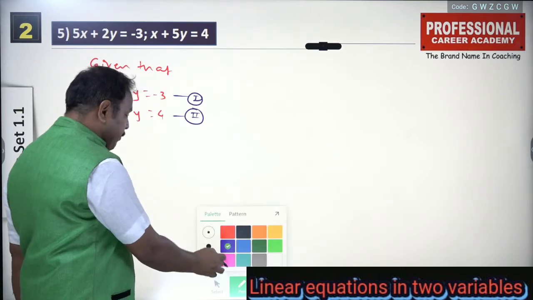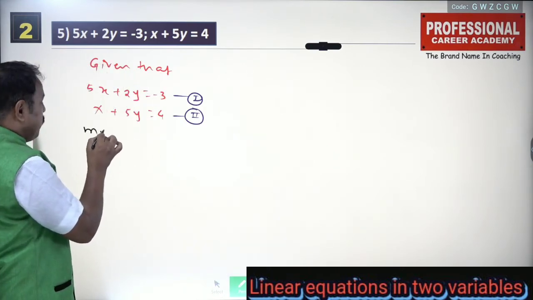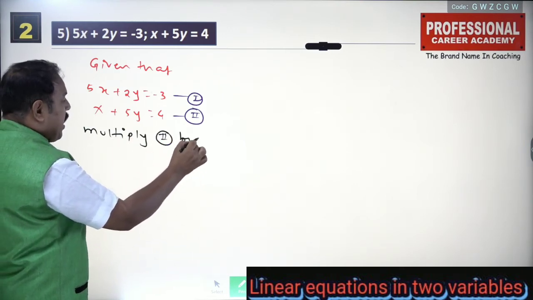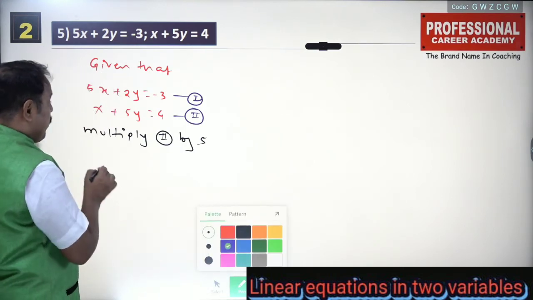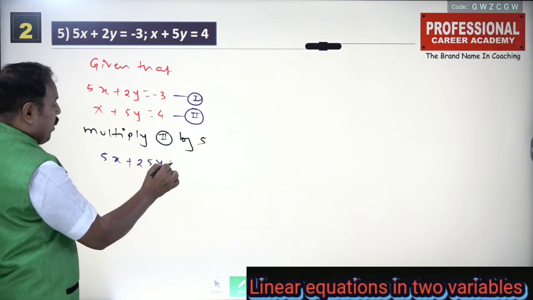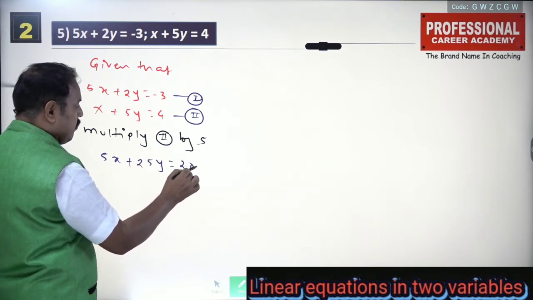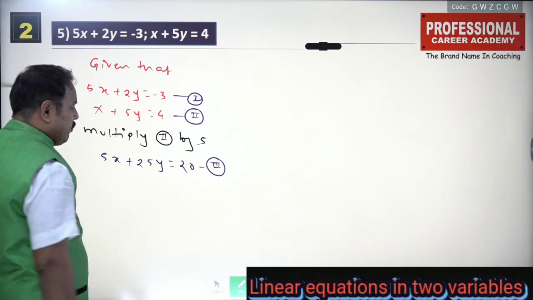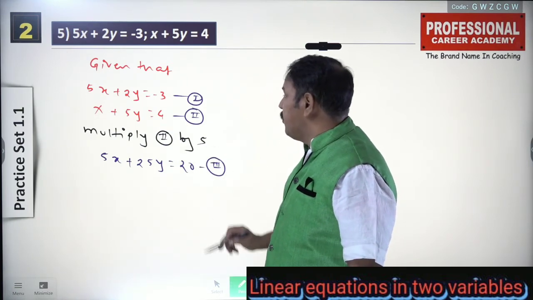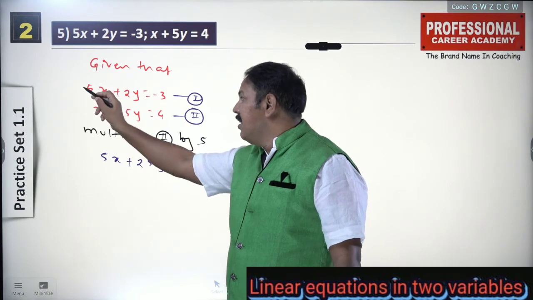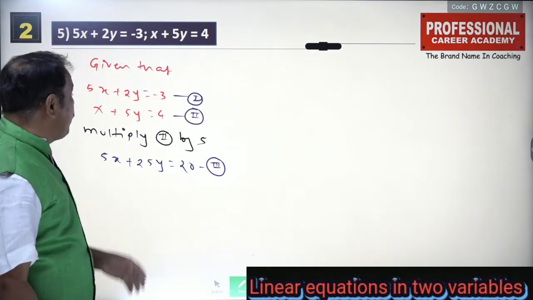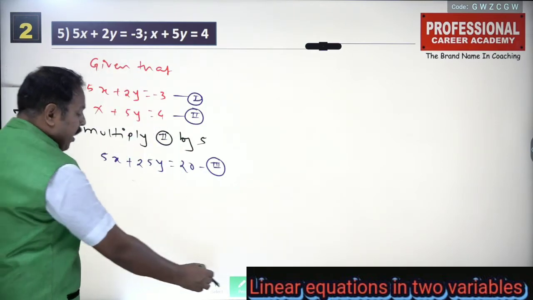Right? What is our first step? First step is multiply equation 2 by 5. So equation 2 becomes 5x plus 25y is equal to 20. That is equation number 3. So look at equation 1 and 3. It is 5x, it is 5x, but the signs are the same, which means subtraction. So you can subtract equation 1 from 3 or 3 from 1.